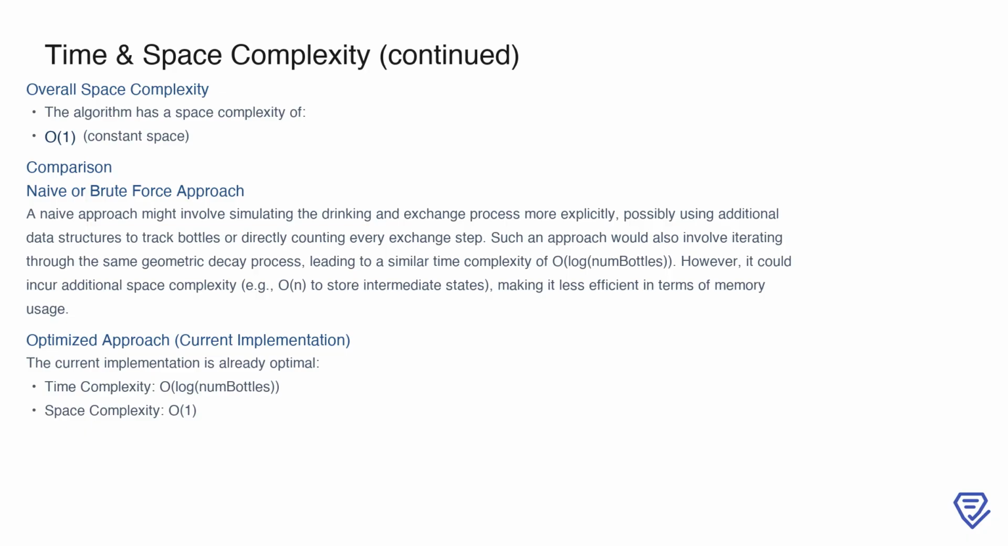This efficiency becomes particularly evident when we compare it to a naive approach. A brute force method might involve explicitly simulating the process of drinking and exchanging bottles step by step, possibly using additional data structures to track the state of bottles or to count each exchange explicitly. While this naive approach would still involve a geometric reduction in the number of bottles, leading to the same time complexity of O(log numBottles), the added use of data structures could result in a space complexity of O(n) or higher, depending on the implementation.